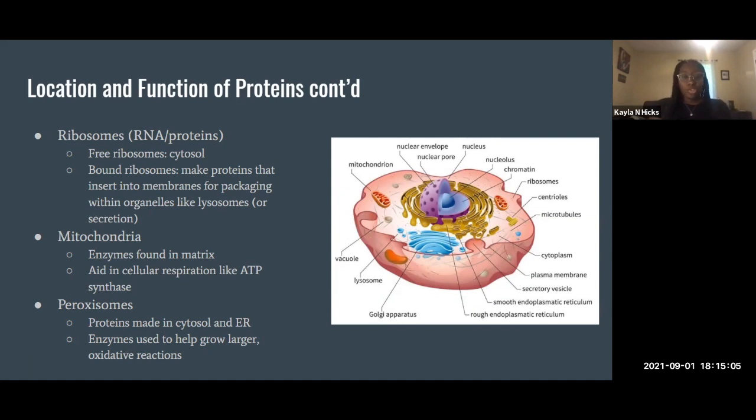And in the mitochondria, enzymes are found in the mitochondrial matrix, and proteins in this location help aid in cellular respiration. In peroxisomes, proteins made in the cytosol and the ER are found here, and enzymes are used to help them grow larger and are also involved in oxidative reactions.